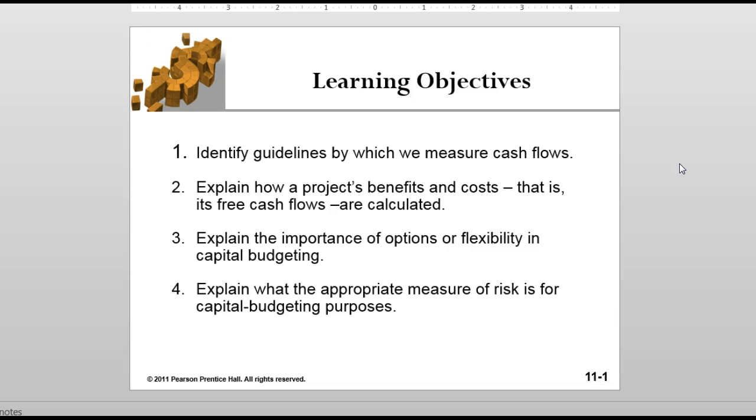We're going to look at the guidelines by which to measure cash flows. We're going to explain a project's benefits and its costs, and how its cash flows are calculated. And we're going to look at options of being flexible, options or flexibility in budgeting. And then we'll look at the measure of risk. That's a lot to pull into one chapter, but we'll see how far we get. I may have to cut this into two sections, but let's see what we come up with.